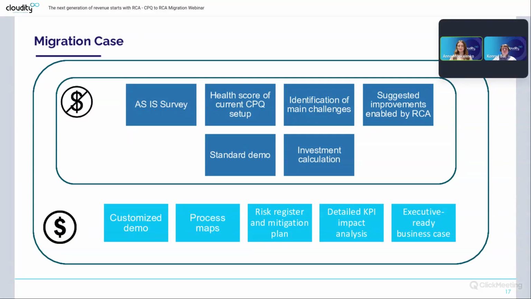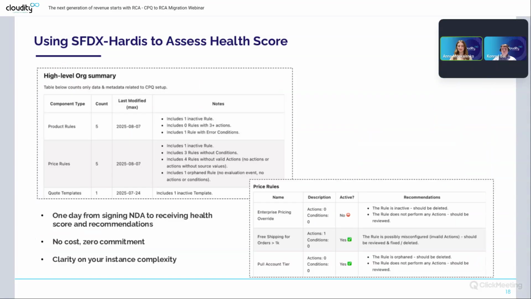So yeah, regarding the health score, this is an interesting topic. I think, Konrad, you can tell a little bit more about that. Yeah, so I briefly mentioned the health score on the previous slide, and this is how it works in practice. We built a tool on top of our SFTX hard disk implementation. We just integrate with your CPQ, do the necessary scans, fetch your data and your configuration, and then produce a PDF, which tells you more about the high level and the details.